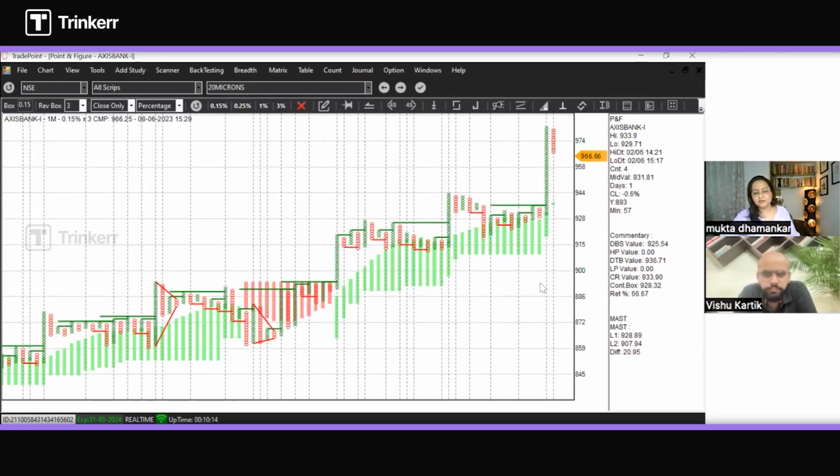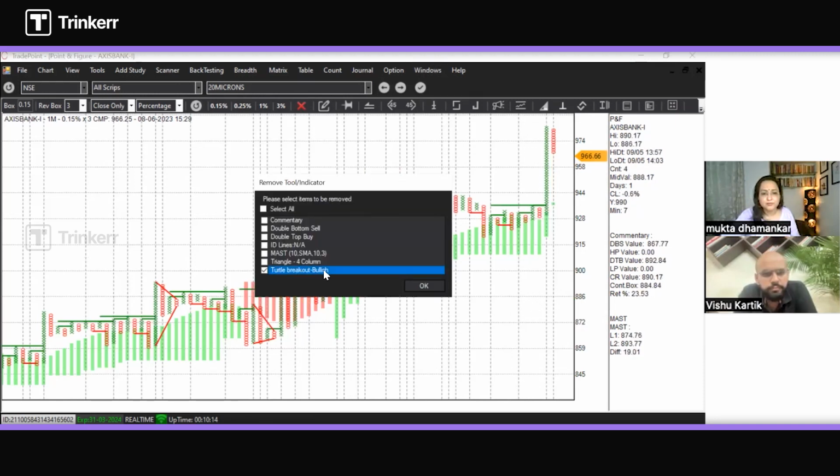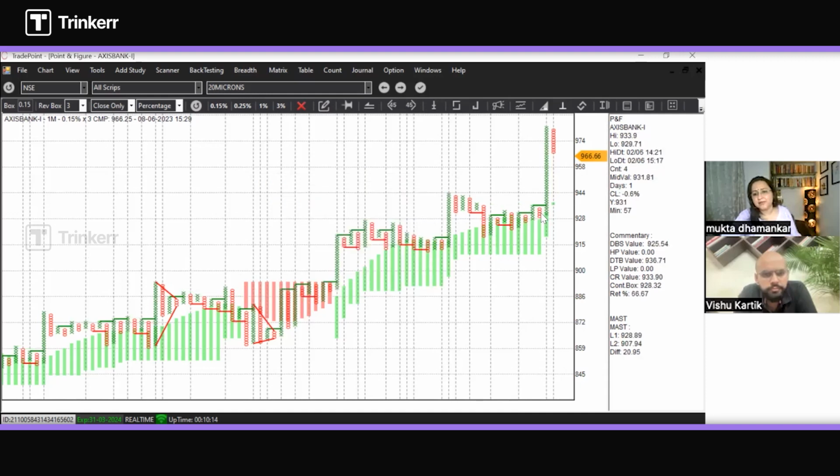So Axis Bank, if you see on the daily chart, let me just get rid of something. It has formed this double top buy day before yesterday and a huge bullish anchor column. You can see this anchor column. This is again a 1 minute 0.15% chart. A huge anchor column which has 36 X's printed in one single row. What does that mean? It's a strong bullish action.